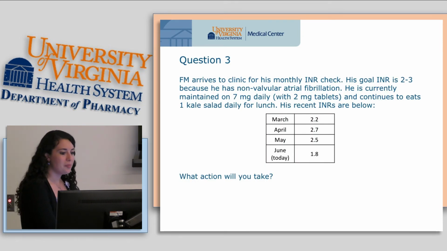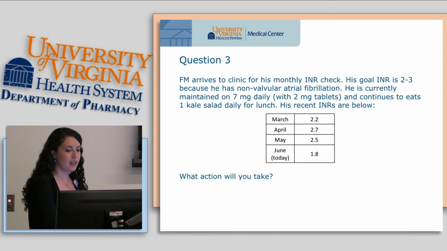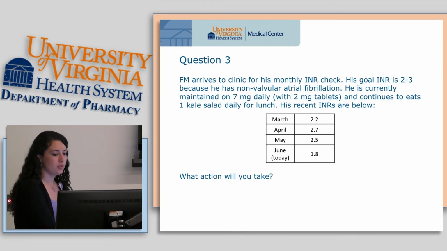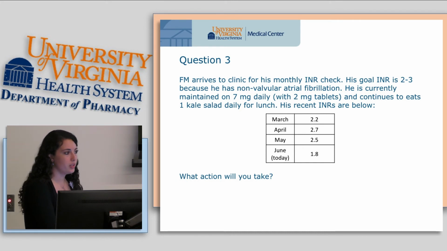So FM comes back to the clinic for his monthly INR check, and his goal is 2 to 3 because he has non-valvular atrial fibrillation. He's currently taking 7.5 milligrams every day, and he's continuing to have his 1 kale salad each day for lunch. So his INRs, you can see over the past 3 months were 2.2, 2.7, 2.5, but then today is below his goal at 1.8. So what actions would you take?